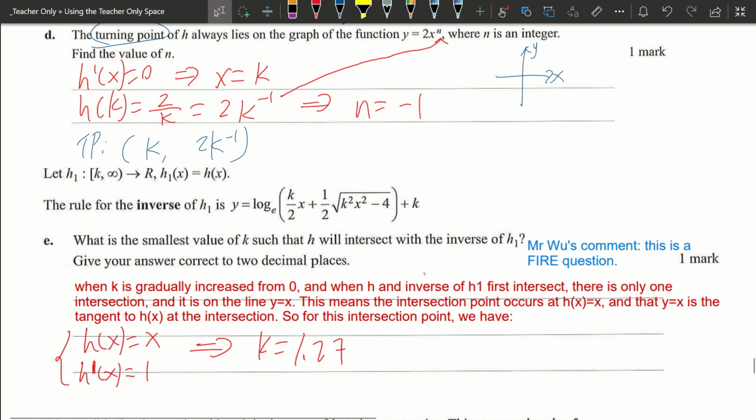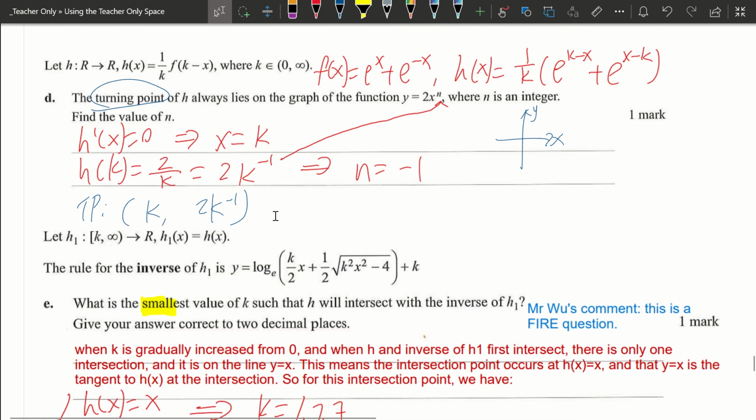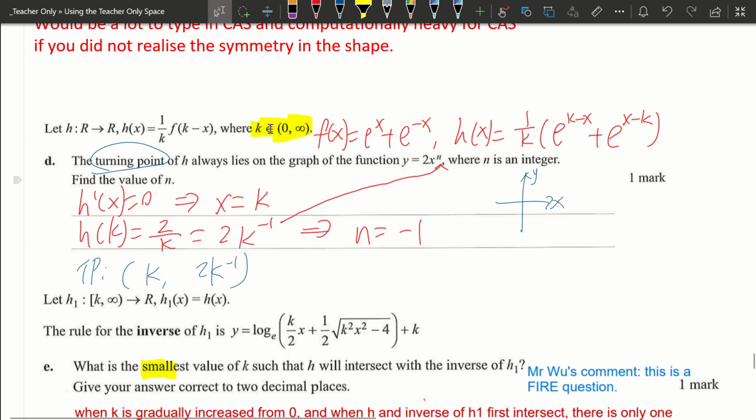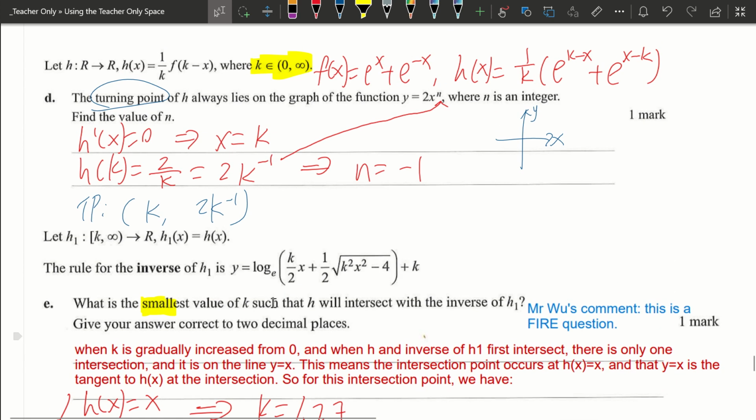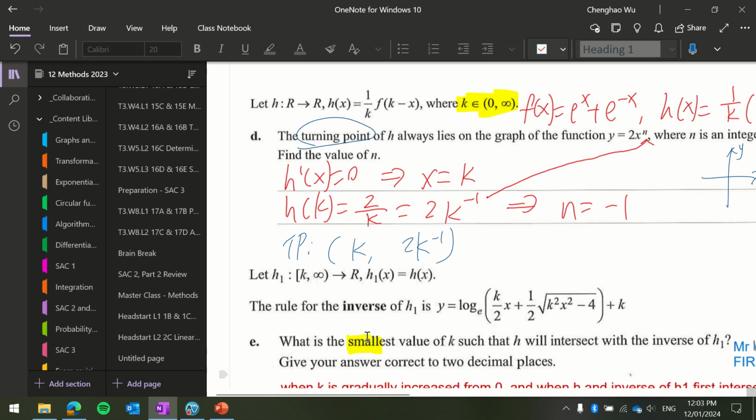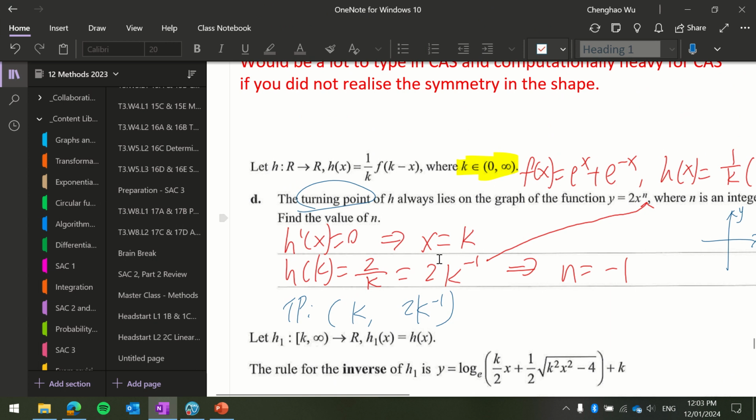Smallest value of k. And I think there's a restriction on k. Yeah, k has to be positive. So you need to notice the question before the previous question, just on top of it. k has a restriction, it's positive, and you need the smallest value of k, and you need h to intersect with h1. So let's do it.